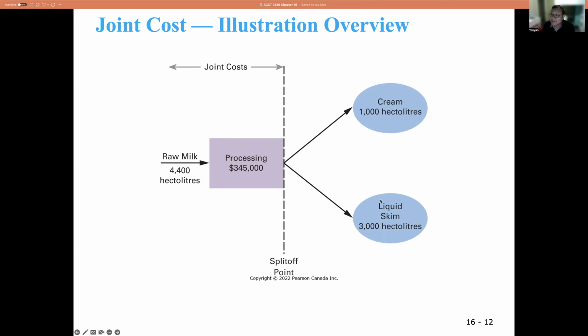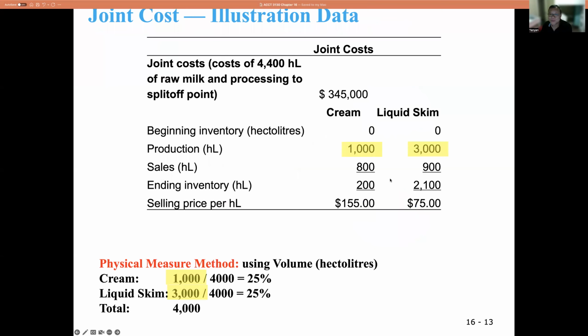So this is a relatively simple example. You have raw materials and processing. This is the joint cost. You know the total cost is $345,000. Now you need to allocate this joint cost between the two products, cream and liquid skim. So how are we going to do that? First, let's use the simple measure. We use the physical measure method, and we are going to use volume.